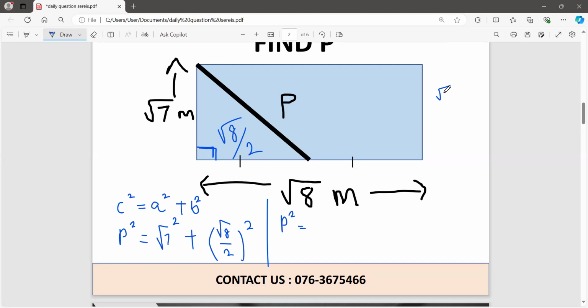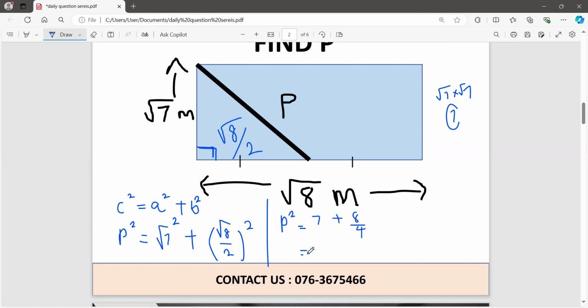7 squared means root 7 into root 7. Root 7 into root 7 is how much? 7, right? Because root 7 into root 7 is root 49, and root 49 is 7. So if you multiply the same square root numbers, you get the whole number of it. So here 7 plus, root 8 squared should be 8, right? 2 squared should be 4.